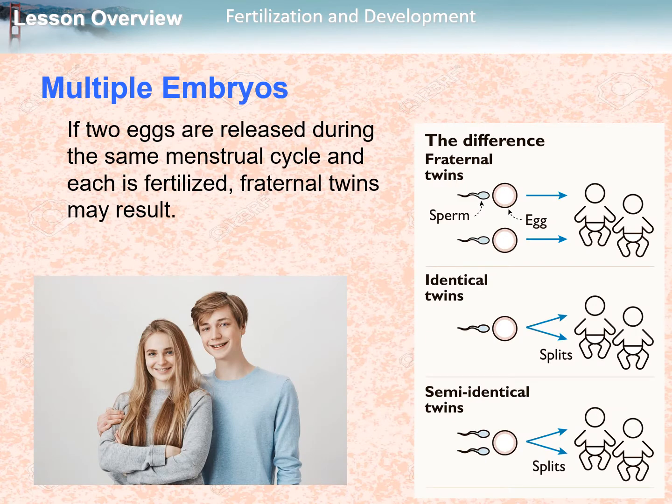The developing embryos could be multiple, so not just one. If two eggs are released during the same menstrual cycle, so that could be in both sides of the fallopian tubes, and each is fertilized, fraternal twins may result. Fraternal twins are not identical in appearance and may even be different sexes because each has been formed by the fusion of a different sperm and a different egg cell.